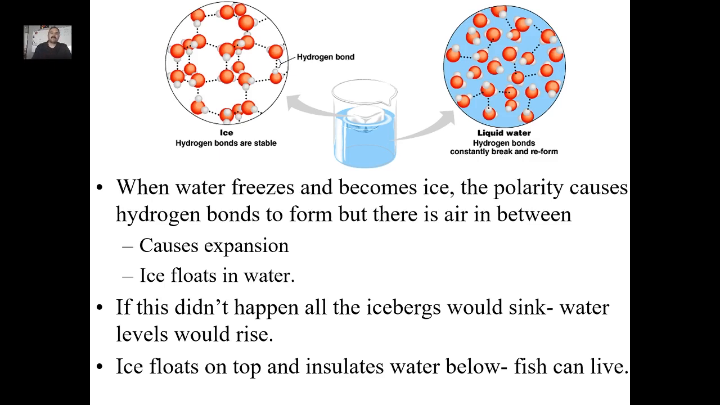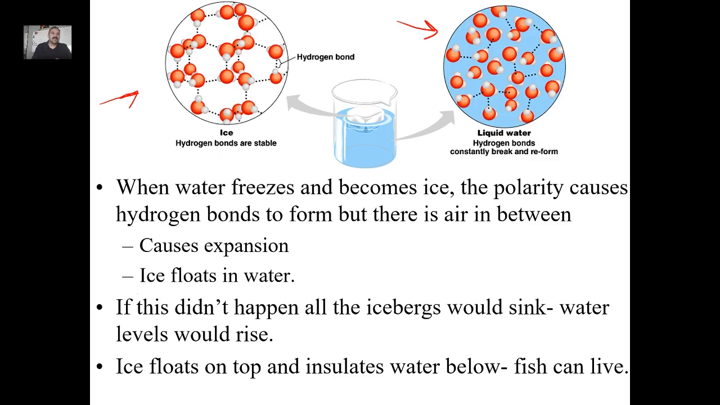When water freezes and becomes ice, the polarity causes the hydrogen bonds to form, but there is still air between. If you've ever made ice in your freezer, is your ice clear or foggy? Your ice is always going to be foggy, and that's because of the air molecules, and it's also because of the rigid shape. You can see here that water molecules are free to do whatever they want, whereas here they're actually taking up some type of shape.